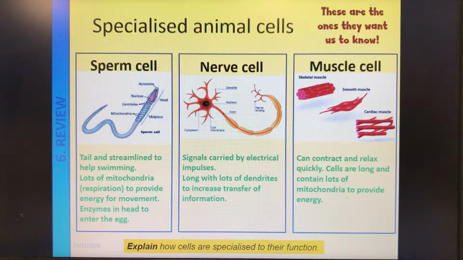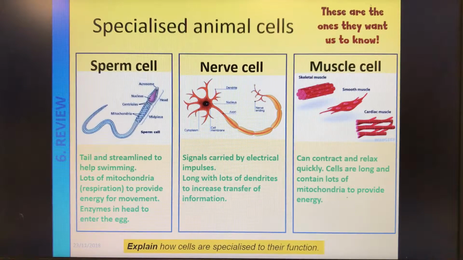So we've got the sperm cell. We've got the obvious parts to it first of all. We've got the tail, it's streamlined, it helps swimming. Now, because the sperm is using lots and lots of energy in moving that tail, it needs an energy source. So in the middle of the sperm there's lots and lots of mitochondria. In the mitochondria, respiration occurs, which is discussed in the B2 topic. And respiration is the chemical process that releases energy from glucose.